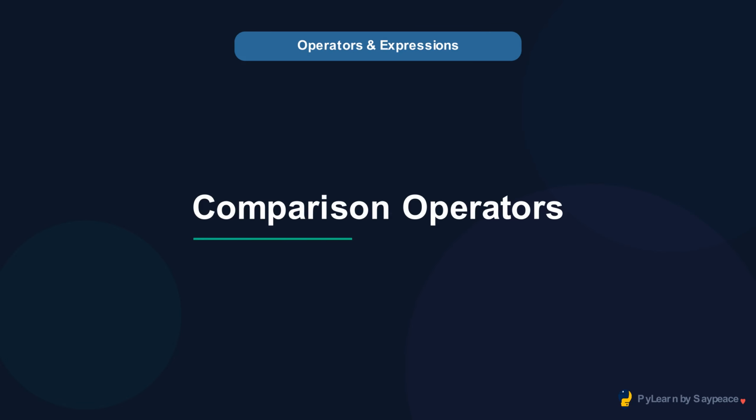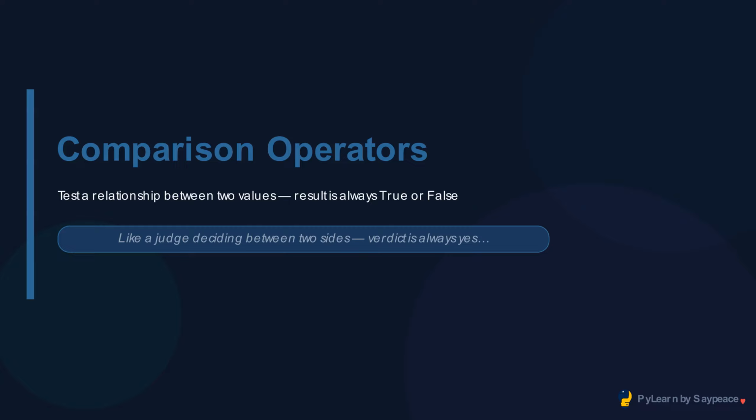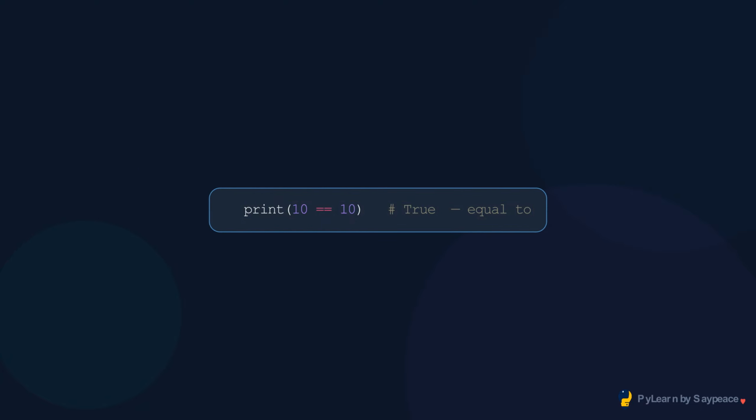Welcome to comparison operators. Comparison operators ask a question about 2 values. The answer is always a Boolean, true or false. These are the building blocks of every decision your program makes. 2 equals signs test equality. 1 equals sign assigns. This is one of the most common beginner mistakes, mixing them up.